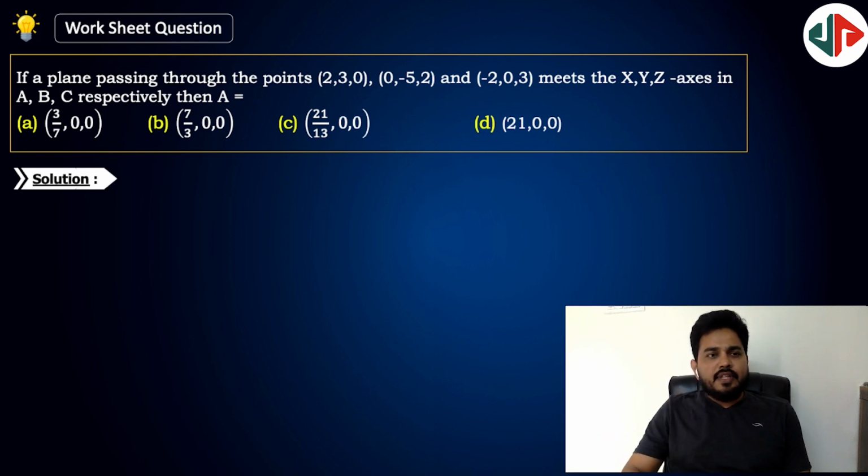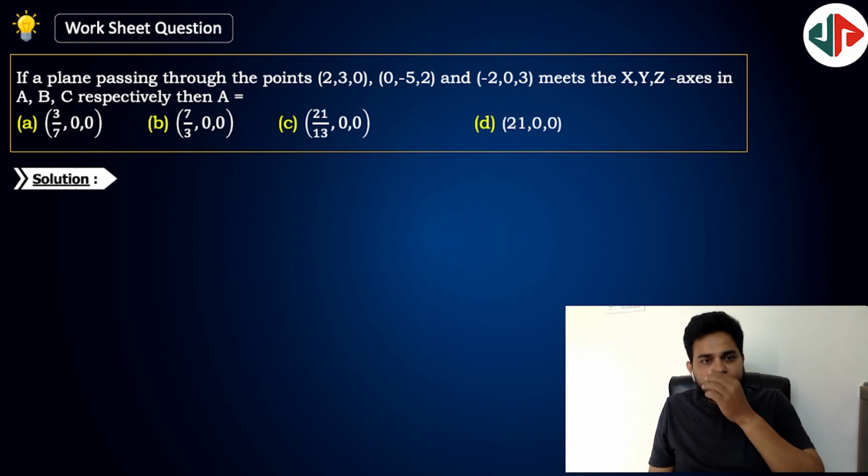Read the question carefully. If a plane passing through 3 points meets the XYZ axes in A, B, C respectively, what is the A value? They are talking about the x-intercept. So you have to find the plane equation passing through these 3 points.